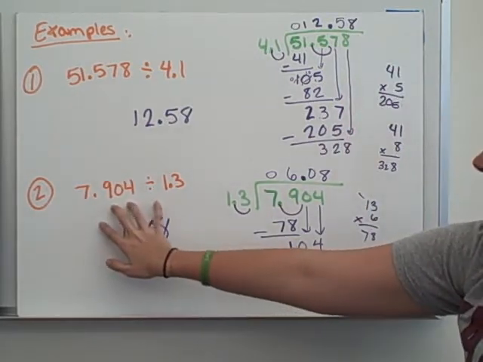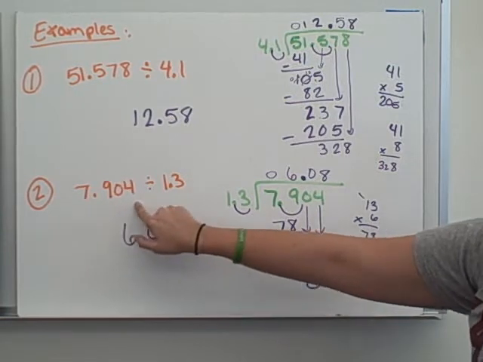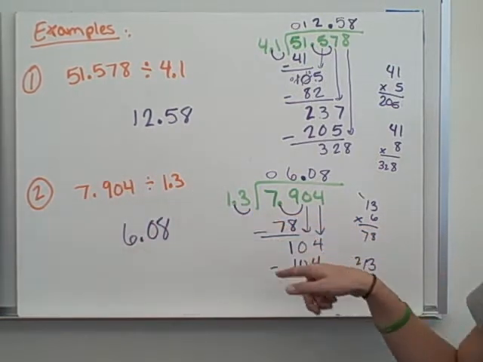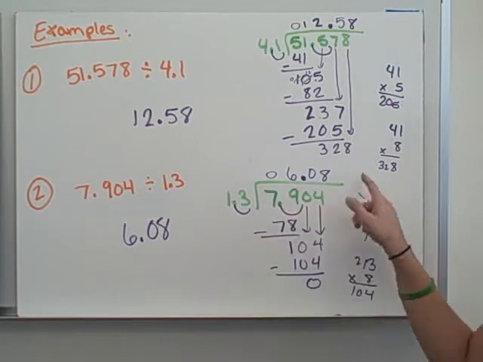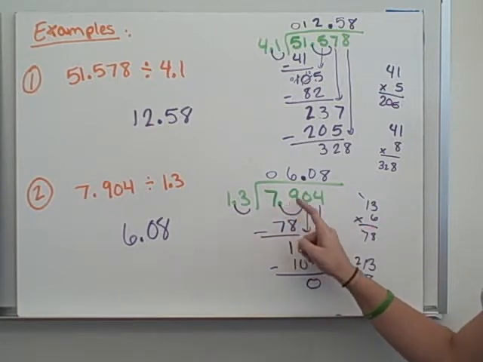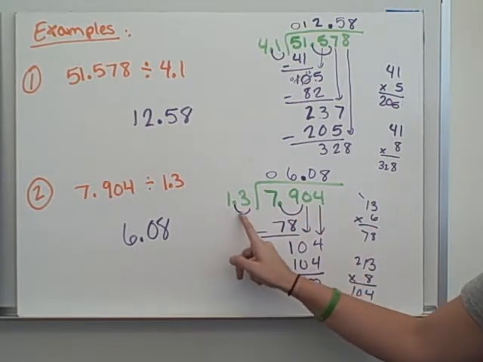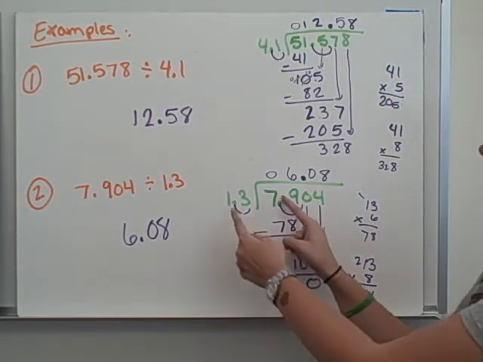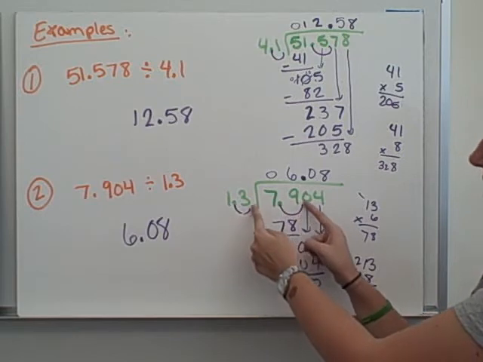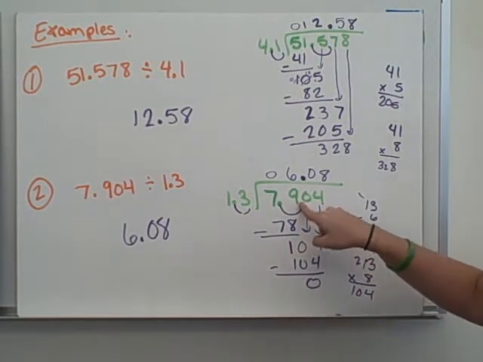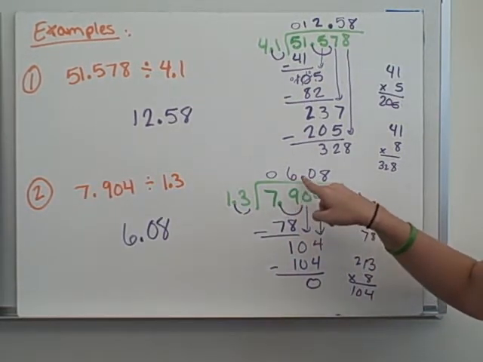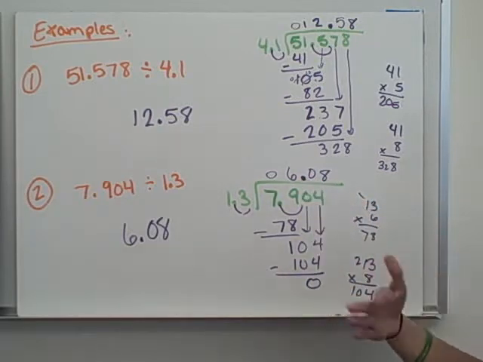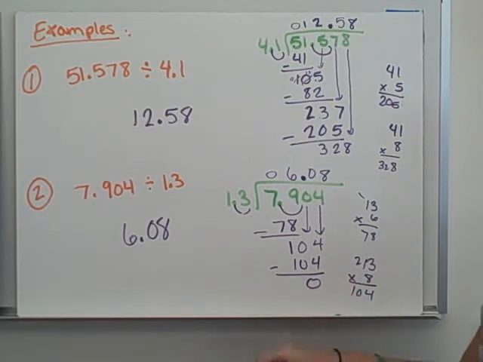Example number 2. 7.904 divided by 1.3. Inside my long division bar, I write 7.904 and I have 1.3 on the outside. Well, I'm not allowed to have a decimal on the outside, so I have to move both decimals. And once I've moved both decimals, I move the decimal straight up into my answer. And then I go about my dividing.